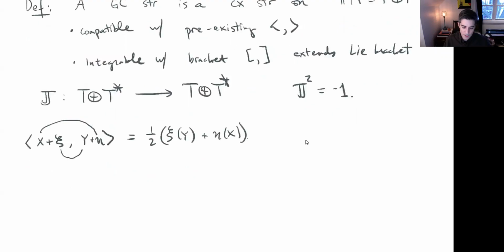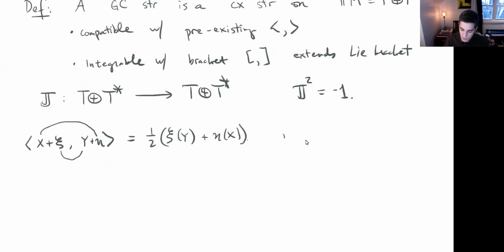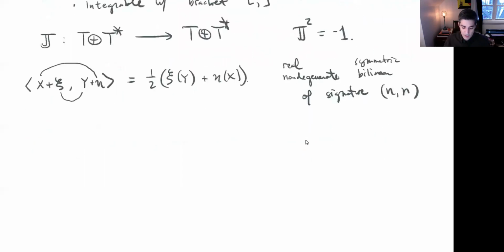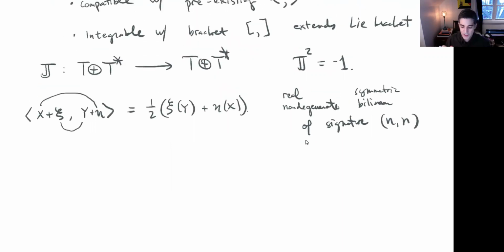And so this structure is a non-degenerate, real, symmetric bilinear form of signature n comma n. Okay, so it's very much like what you find in the Minkowski metric. It has an indefinite signature.